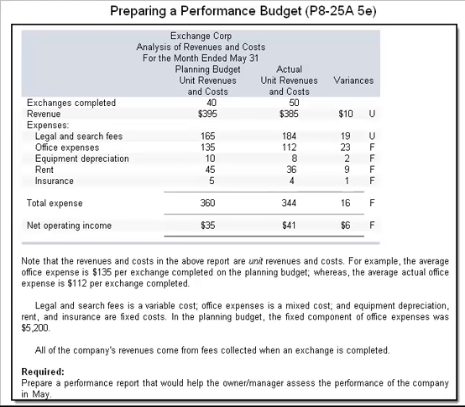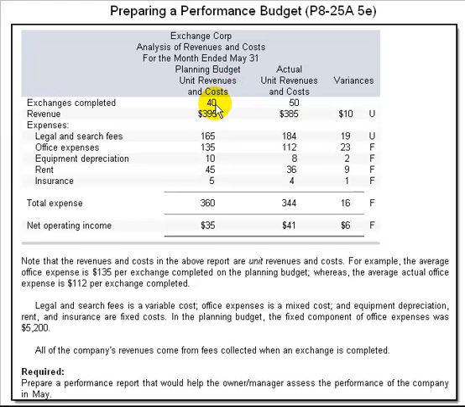Let's take a look at this report where we're asked to prepare a performance report that would help the owner-manager assess the performance of the company in May. So we have the information in front of us, and what they give us in this problem is for the Exchange Corporation. There's an analysis that's been done of revenues and costs for the month of May, right? So here we say planning budget, unit revenues and costs.